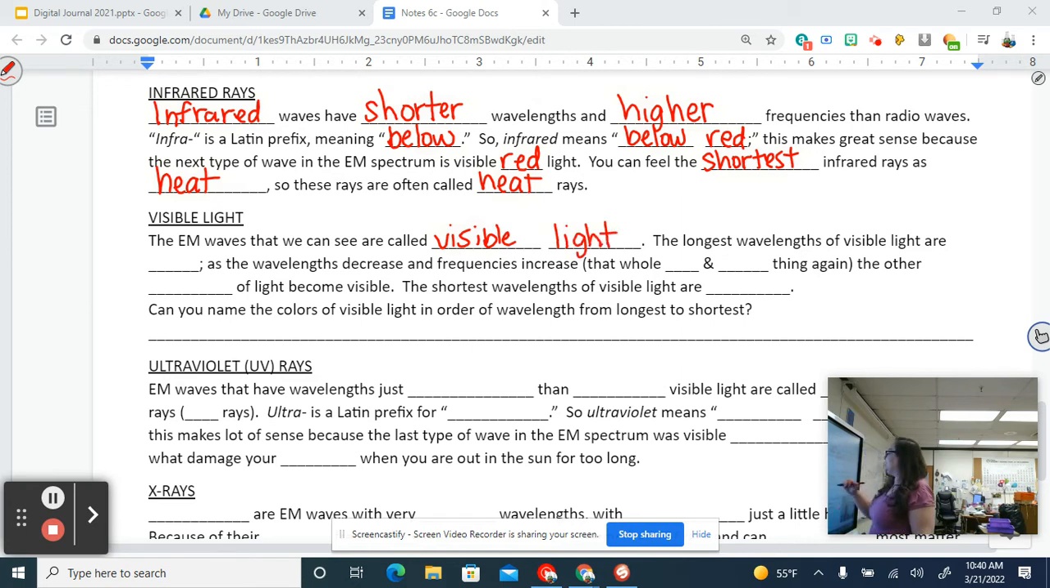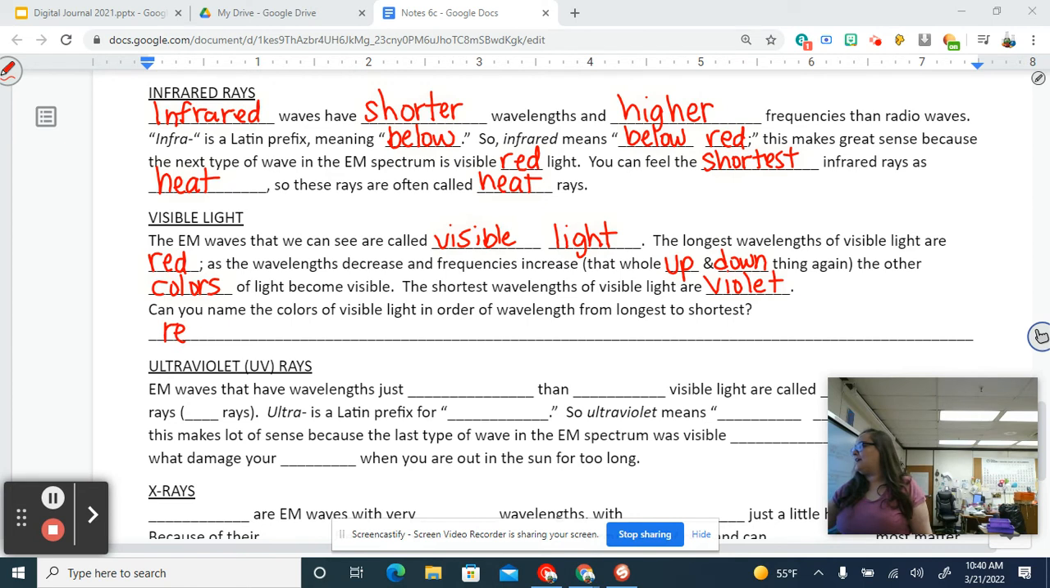The longest wavelengths of visible light are red. As the wavelengths decrease and frequencies increase, that whole up and down thing again, the other colors of light become visible. The shortest wavelengths of visible light are violet. So can you name the colors of visible light in order of wavelength from longest to shortest? You think you can't, but you can.